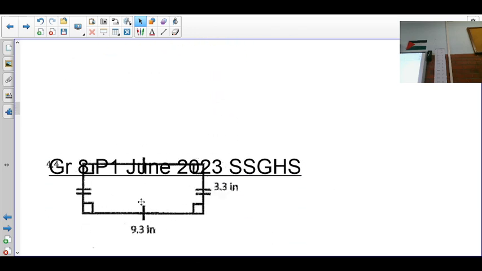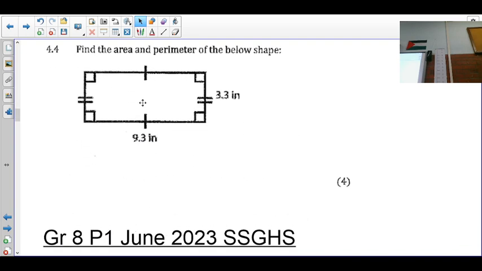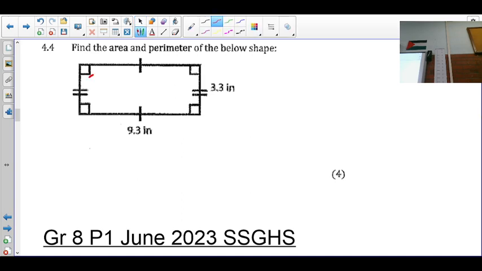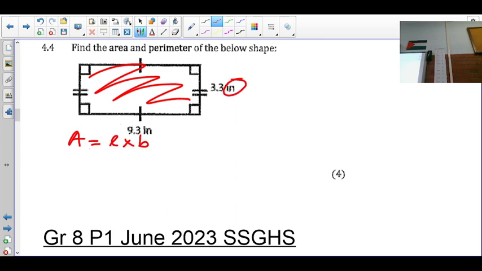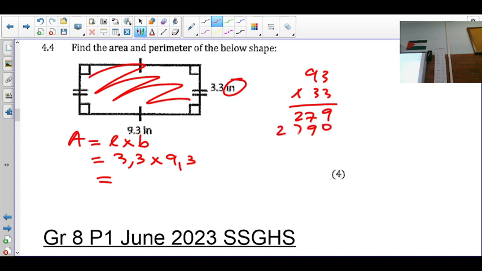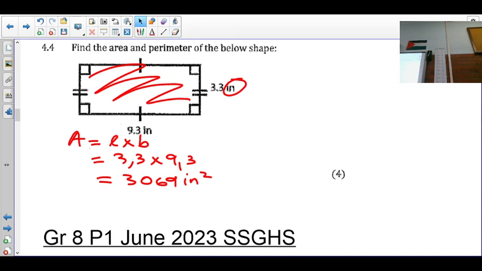The next question in 4.4, we are told, find the area and the perimeter. As we know, the area is the inside, not so? The area is going to be length times breadth. What unit is this? Inches, okay. So it's 3.3 times 9.3. So it's 93 times 33. So it's going to be 3069. Is that correct? 3069 inches squared.